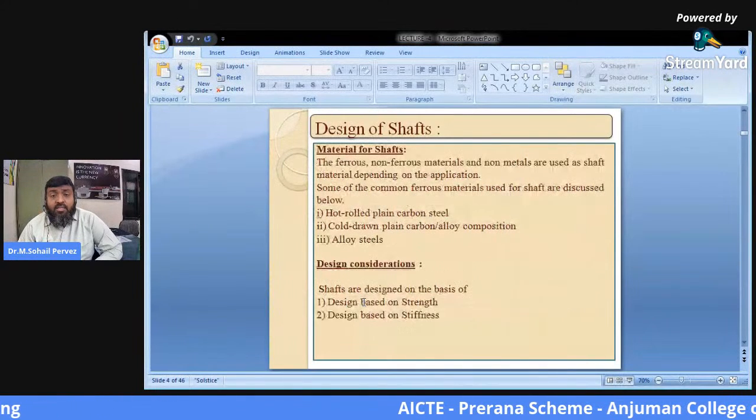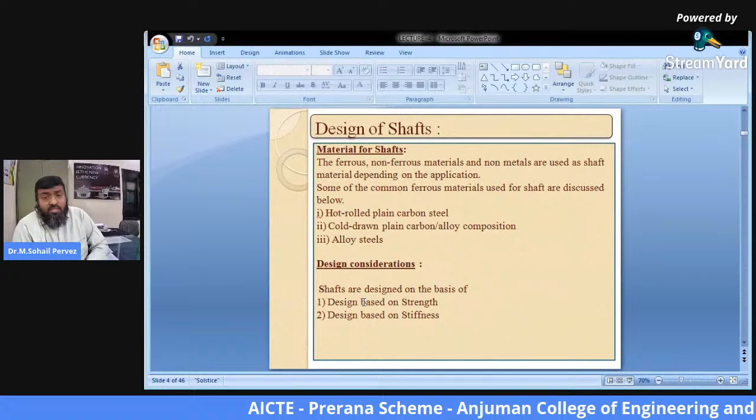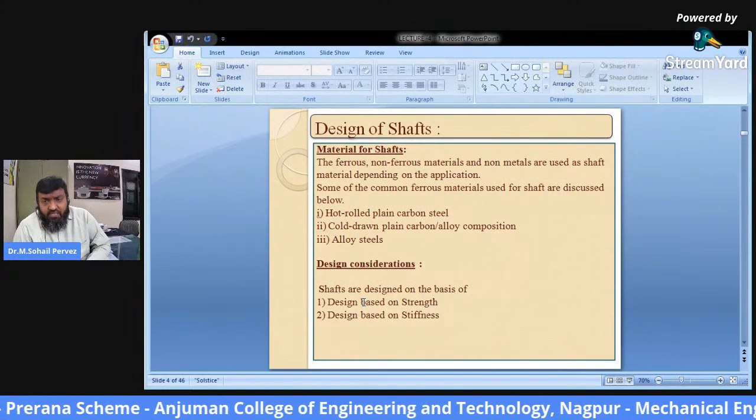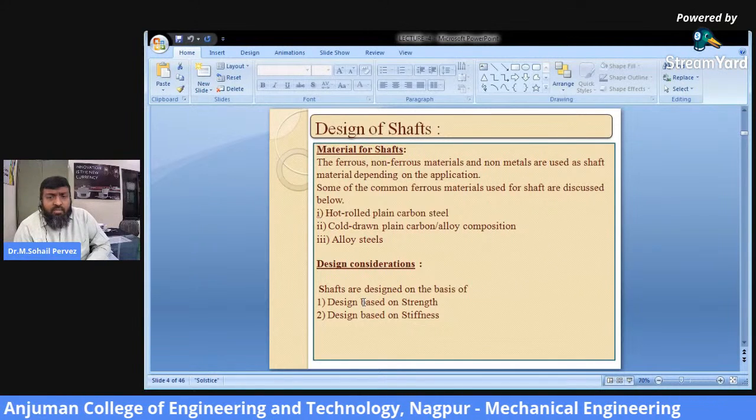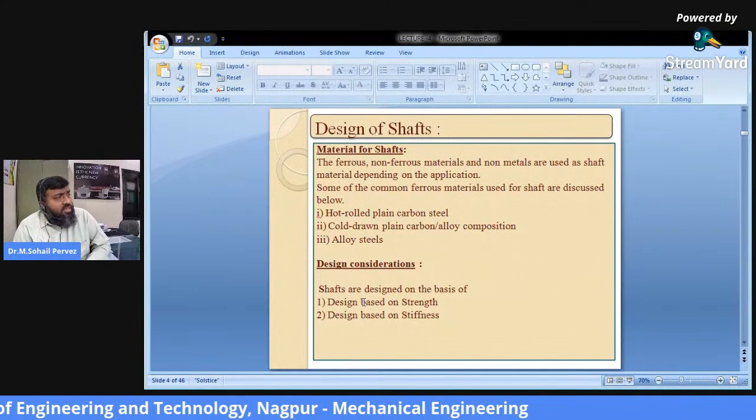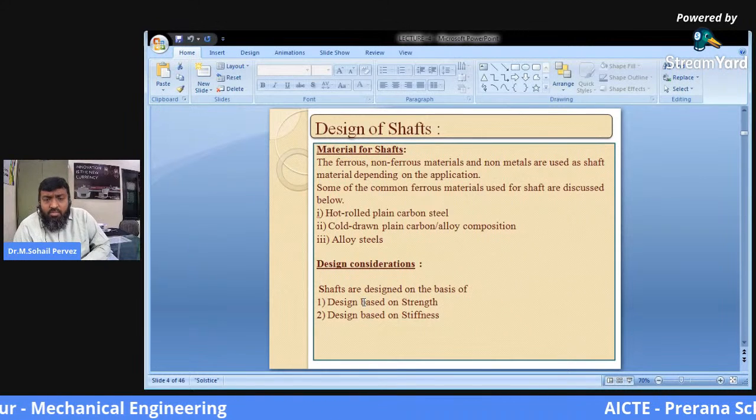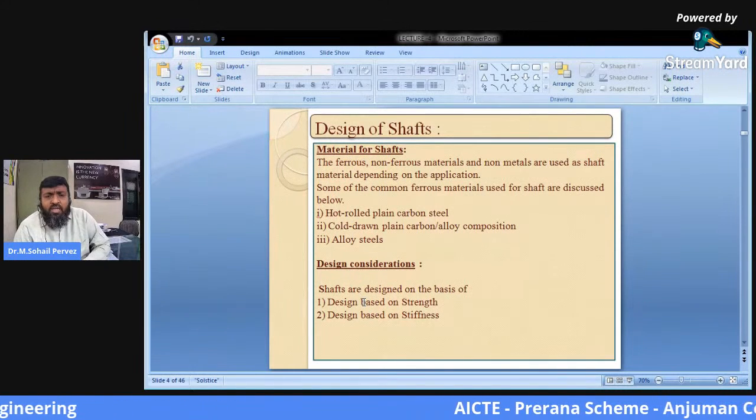The next element is the materials used. Ferrous and non-ferrous, both materials are used. Specifically, ferrous materials are used for industrial applications: hot rolled plain carbon steel, cold drawn plain carbon steel, and alloy steel. Not many are there.